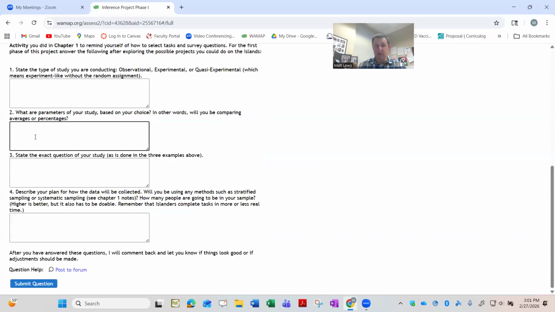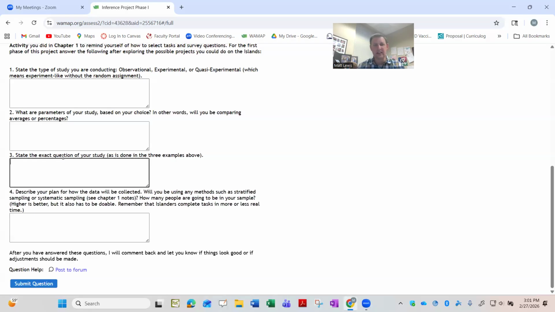Then number two, are you going to be looking at averages or percentages? And remember that the key here is you want to think about what type of data am I collecting? So if I'm walking around actually collecting the data, am I writing down numbers? If that's the case, then it's numerical, right? And so you'd want to be working with averages. Am I collecting categories in some way? Then I would want to be working with percentages.